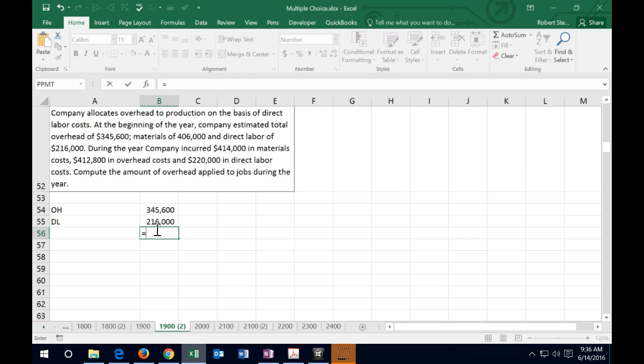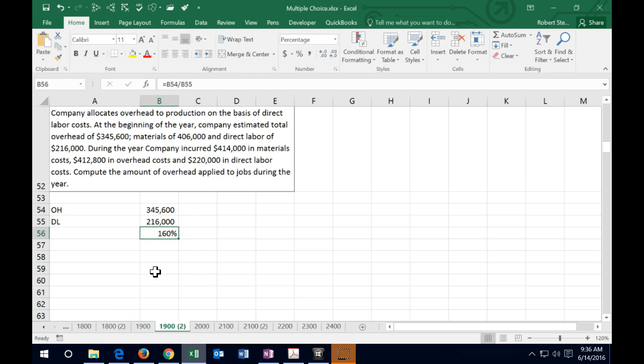So what we're going to say is this: if there's going to be $345,600 in total overhead divided by the $216,000, then I'm going to go to the Home tab, Numbers, increase the decimals. So that's 1.60, or we could represent it in terms of a percent, which would be 160%.